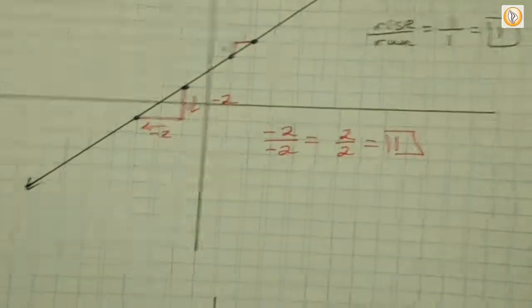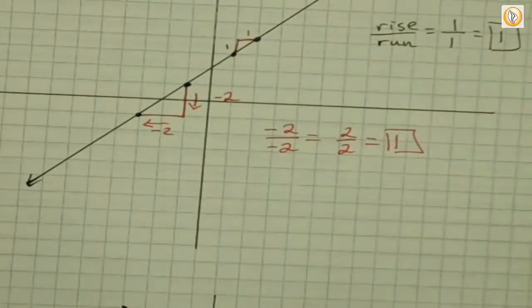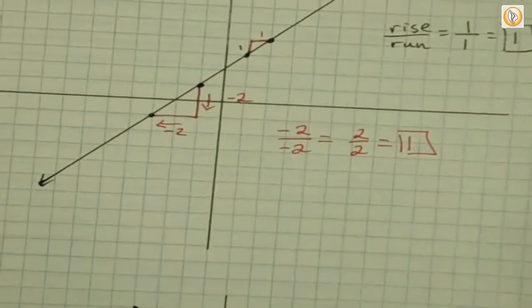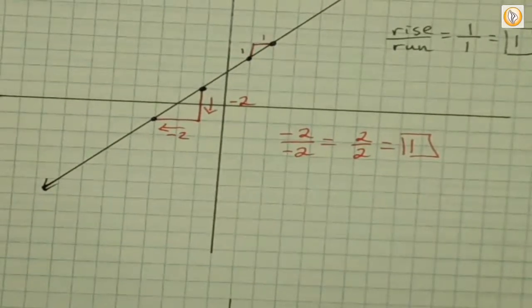All right, let's look at number 8. Cecilia, before I show 8, find 2 places on the line and tell me what the rise over run is.